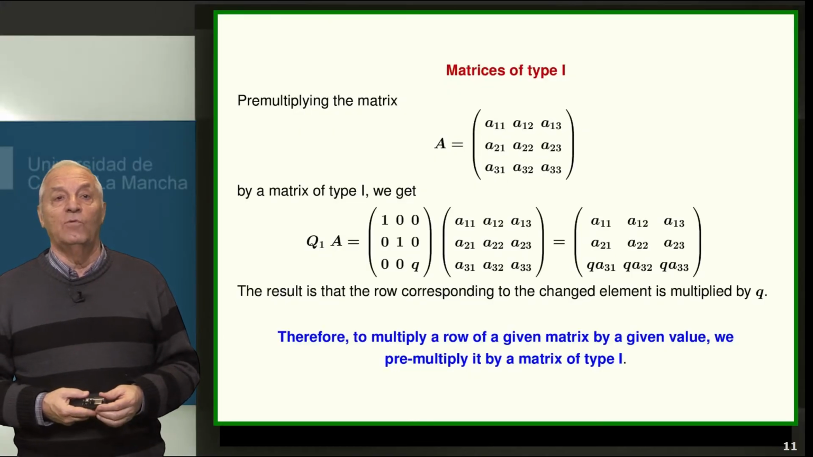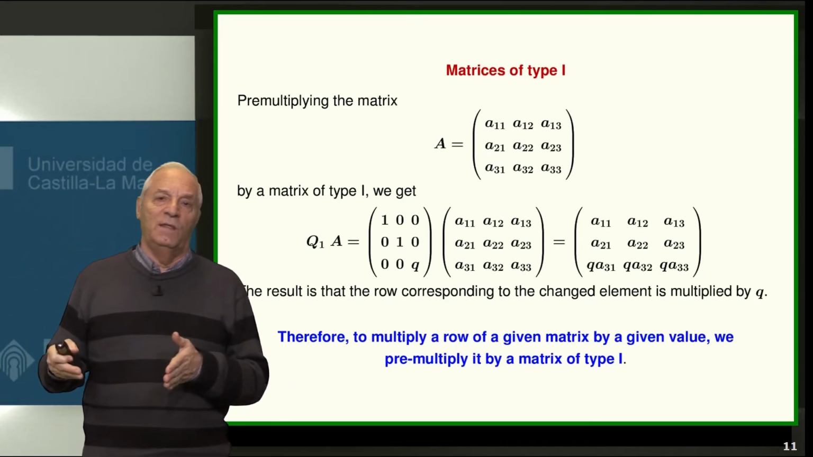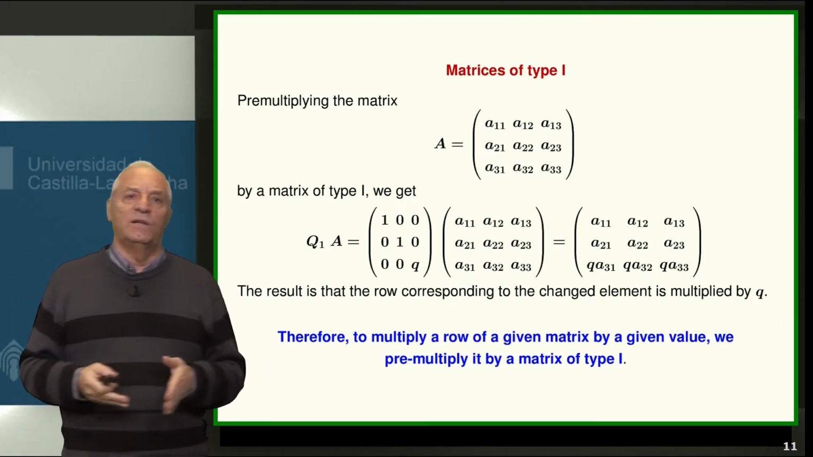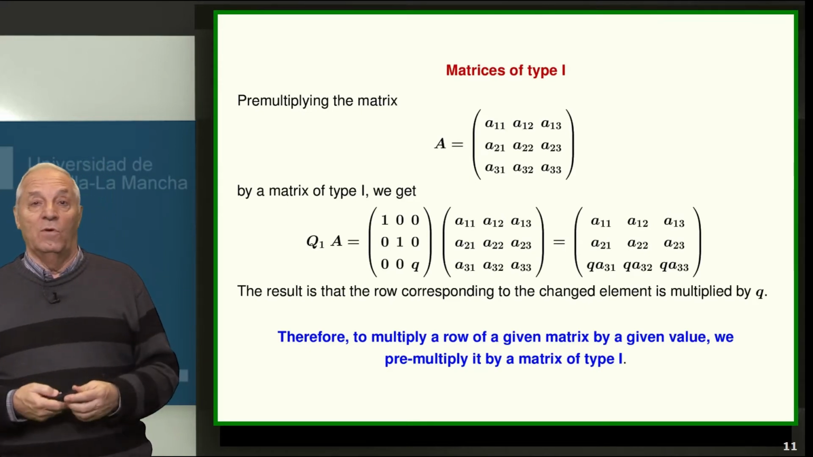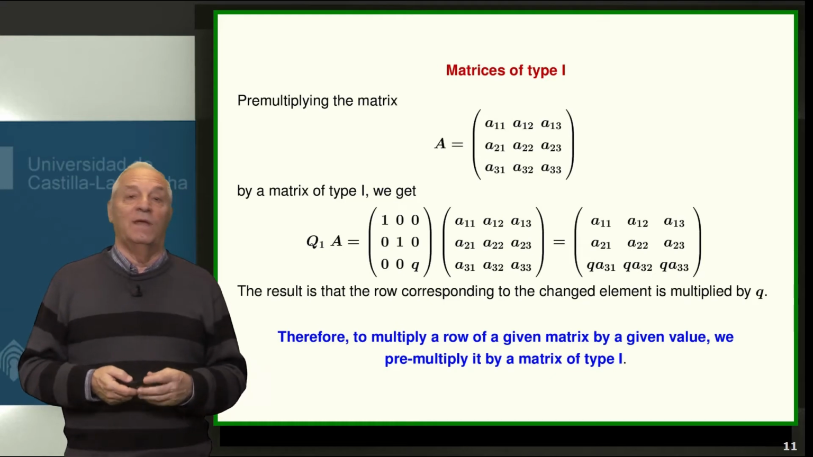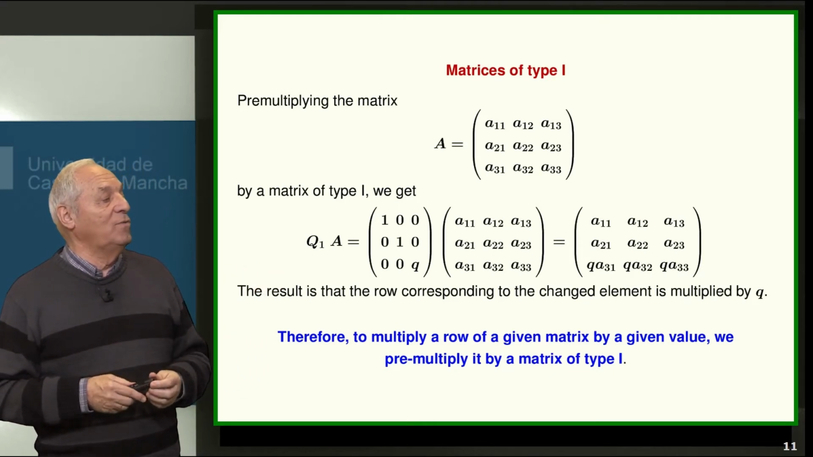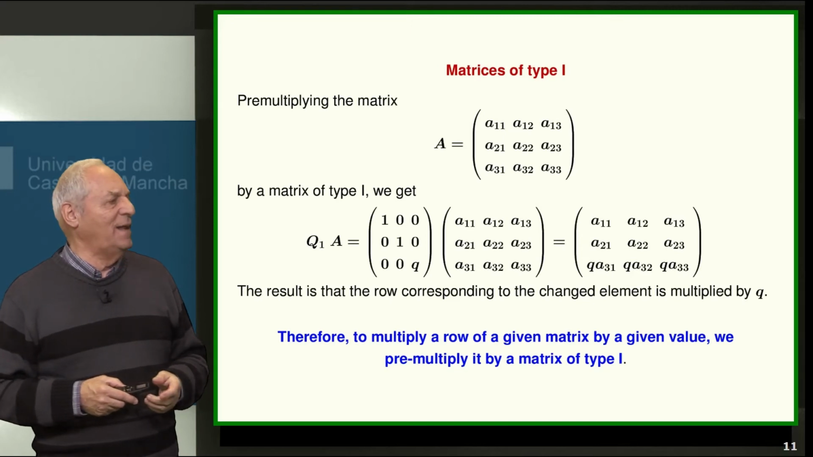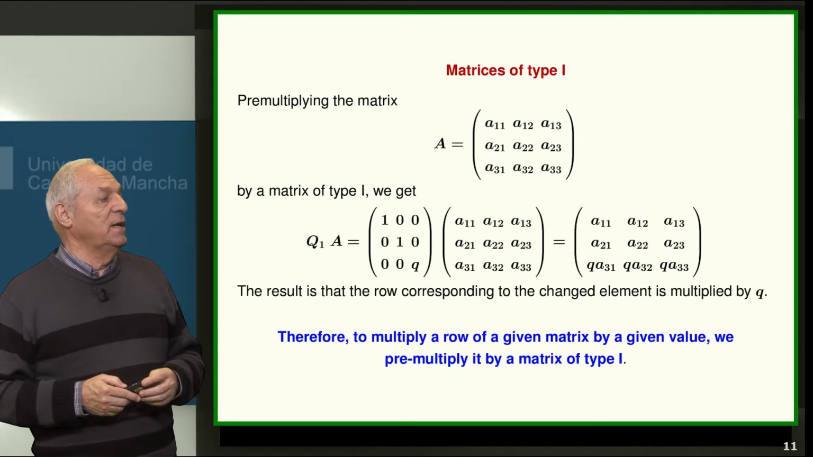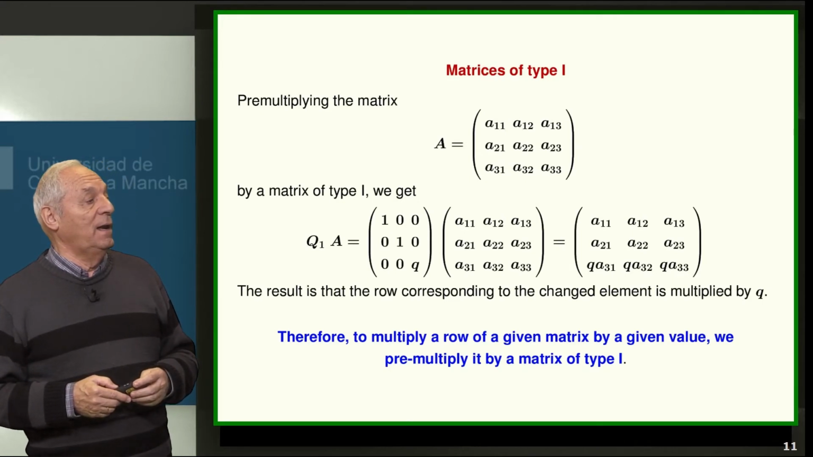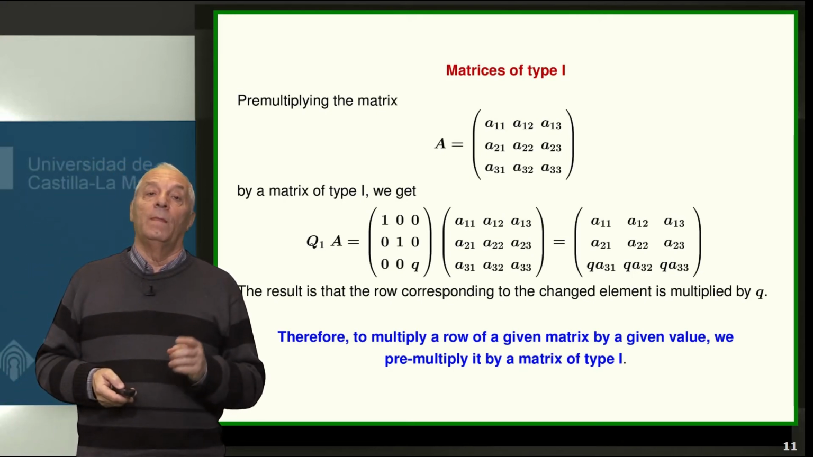Finally, we'll see what happens if these elementary matrices, instead of being used to post-multiply a matrix, are used to pre-multiply, that is, they multiply placing them ahead. If we use a type 1 matrix and multiply it ahead of any matrix A, what we get, as can be seen, is that the row, in this case row 3, is multiplied by q. So, the type 1 matrix serves to multiply one of the rows of a matrix by a given value.